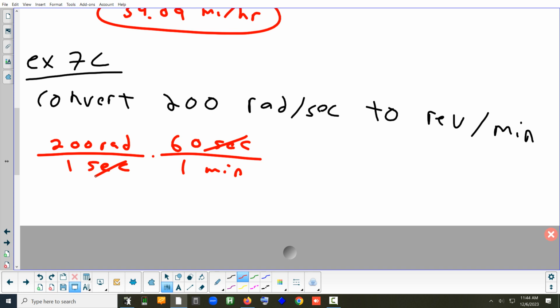Now we have to fix radians. Even if you don't know the conversion, you should know where radians is going to go. Is it going to go in the top or the bottom? It goes in the bottom. So we're going to have radians in the bottom. What unit in the top? Revolutions. Now we need the connection between radians and revolutions. What's the connection between the two? 1 revolution and 2 pi radians.